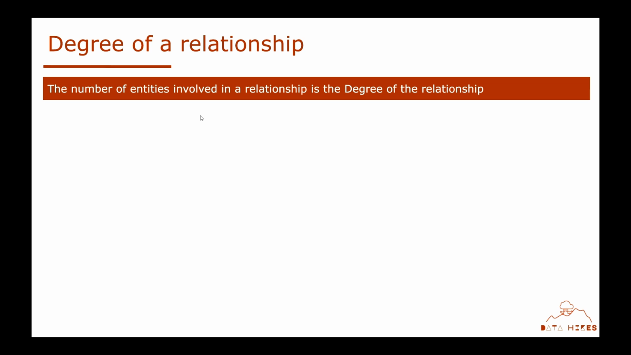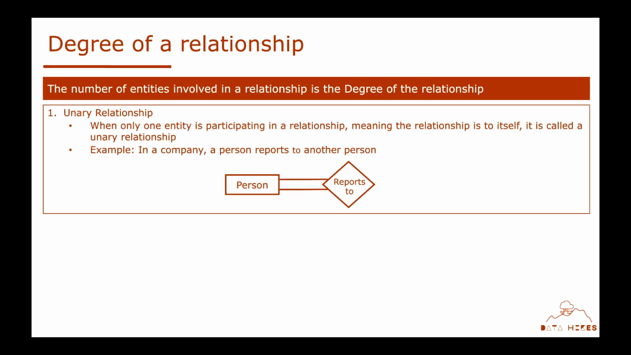Next, we will look at degrees of a relationship. The degree of a relationship means the number of entities involved in the relationship. The first type is a unary relationship. When only one entity is participating in a relationship, meaning the relationship is to itself, it is called a unary relationship. For example, in a company, a person reports to another person, and it can be represented something like this in an ER diagram, where only one entity is involved with the relationship.